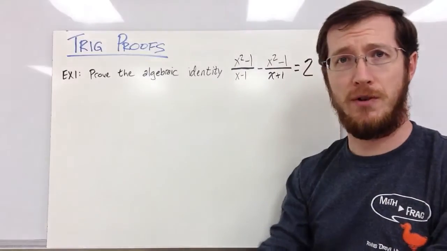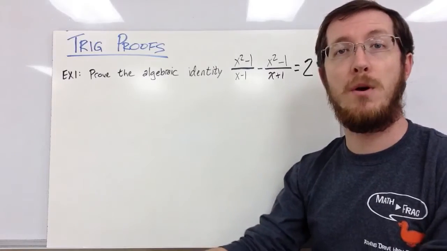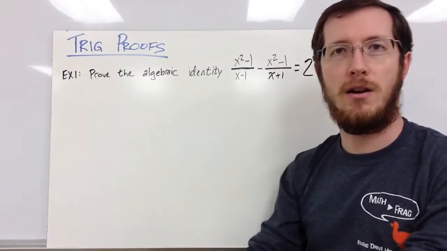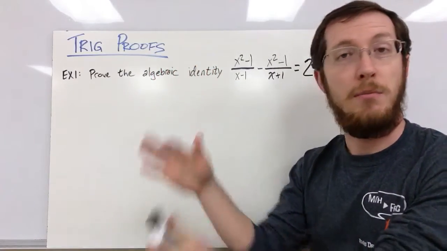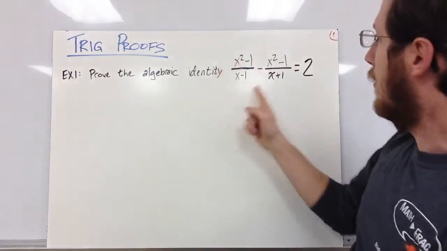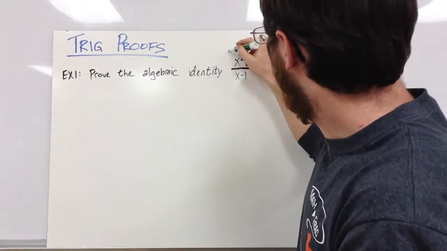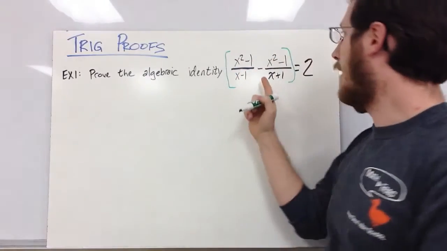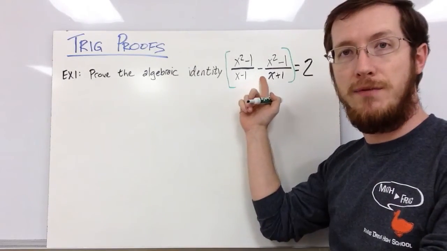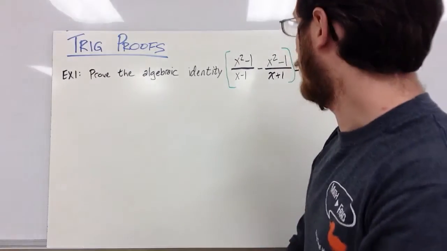For our trig proofs, our first step, we want to start with one side of the equation, and typically we'll start with the more complicated side, the side that has more stuff, because it's generally easier to go from more complicated to simpler than it is to go from simpler to more complicated. So let's start with this left side. It definitely looks more complicated. I want to keep my goal in mind: through a series of steps, I want to rewrite this expression so that it becomes 2.